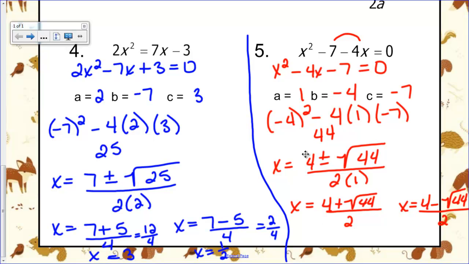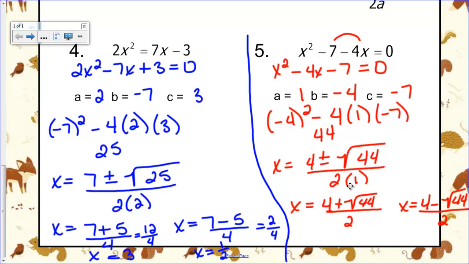So you can either leave it like this, the 4 plus or minus the square root of 44 over 2, or you can write it as two separate ones. It doesn't matter. I just know that on last year's end of course, last year's STAR test, there was a question that asked students to solve a quadratic equation, and they used the quadratic formula to do it. And I know that they used the quadratic formula because at the end, their answers looked like this. So they left them in this unsimplified form of the quadratic formula with the square root still as part of the answer. So it's okay to leave it like this.